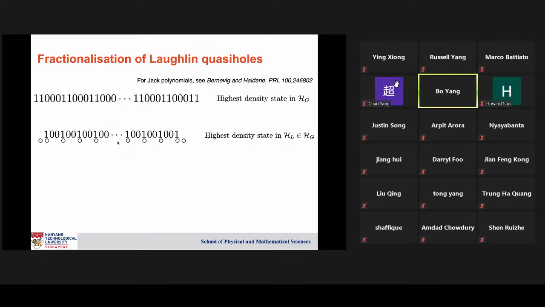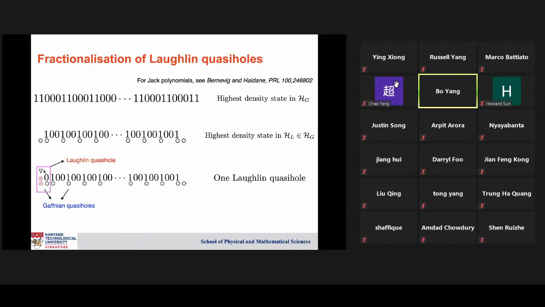Starting from the Laughlin ground state, we can insert another zero, which is another magnetic flux. We can think of it as creating one Laughlin quasihole, but in this picture we can also reinterpret it as a pair of Gaussian quasiholes, because it's still a quantum fluid of Gaussian anyons. It lives within the conformal Hilbert space of the Gaussian state.